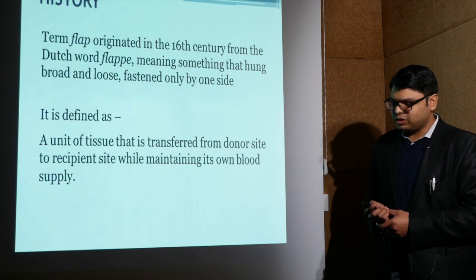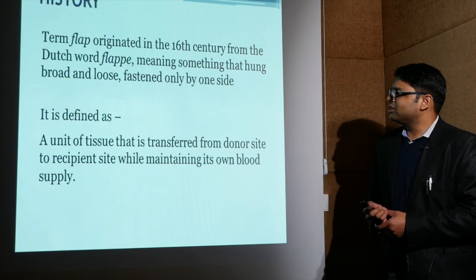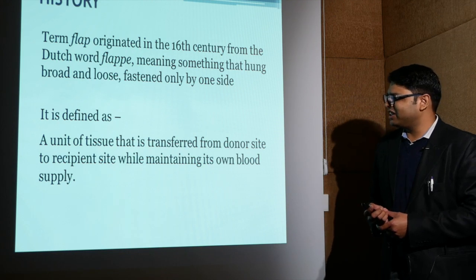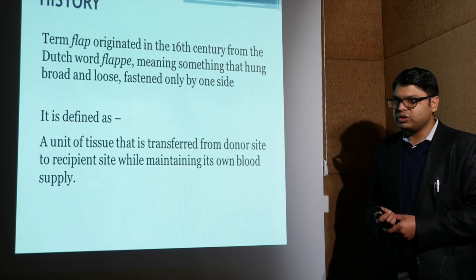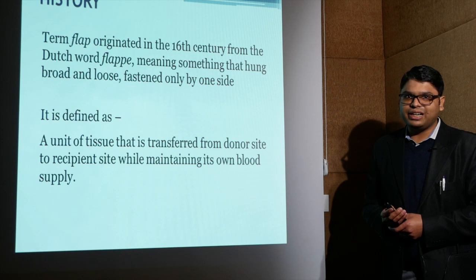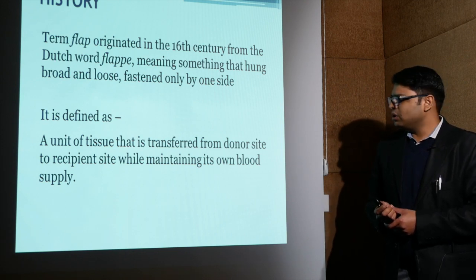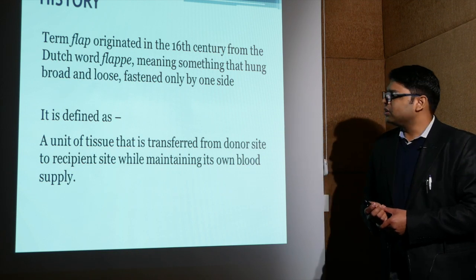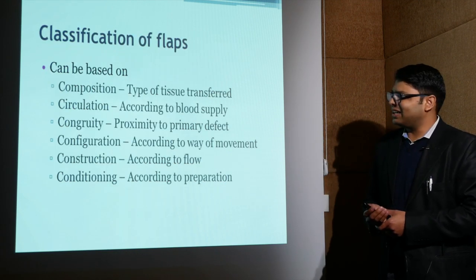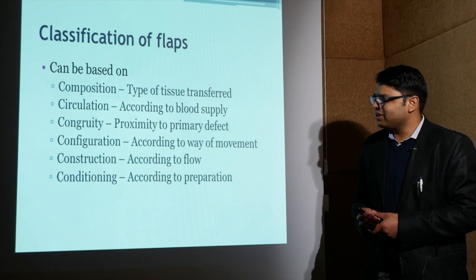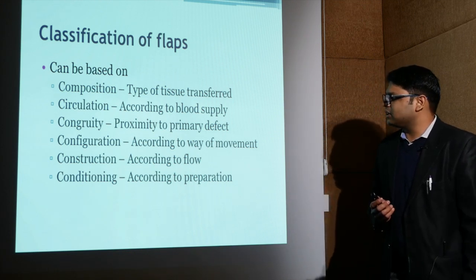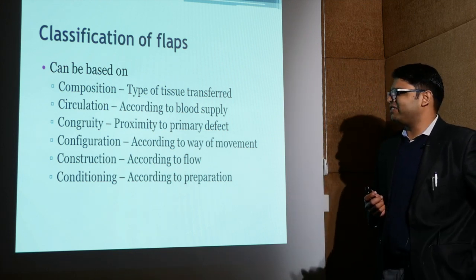Today we will discuss the classification of the flap. Before going further, we need to know what a flap is. It is a unit of tissue which is transferred from one side, the donor site, to the recipient site with its own blood supply. The flap can be classified in different ways. There are six types on which we can classify the flap.